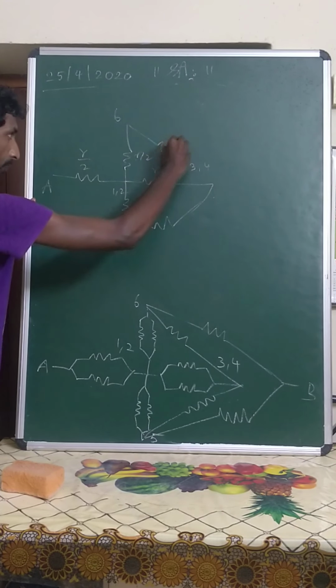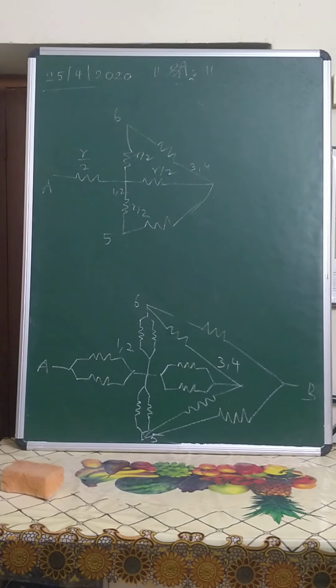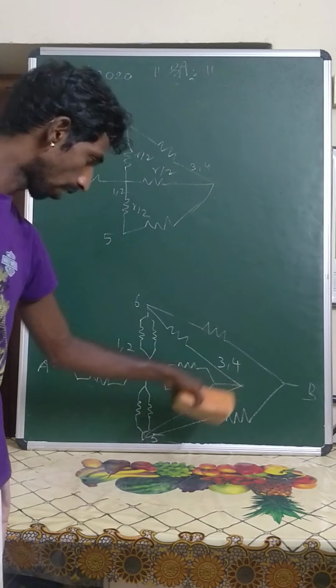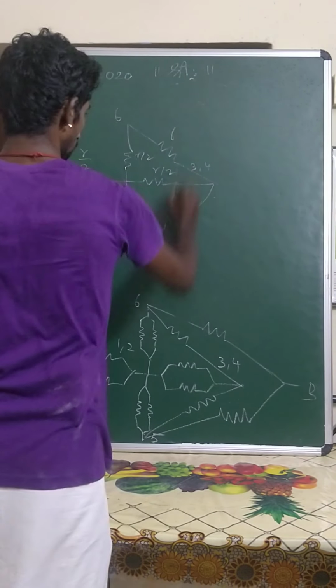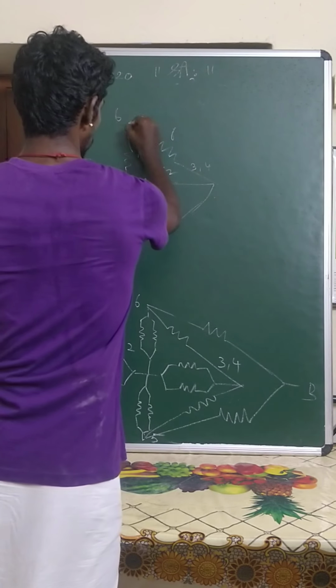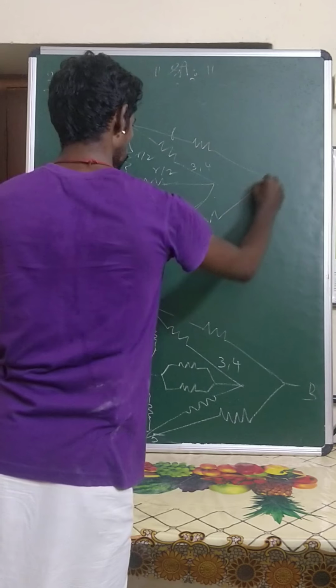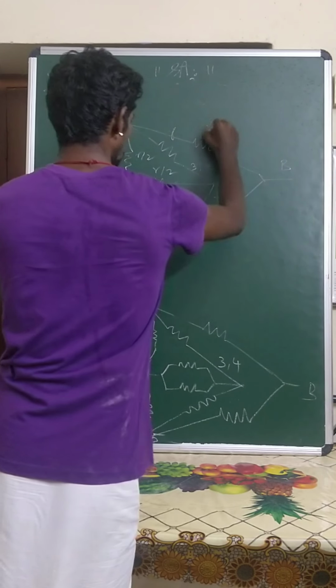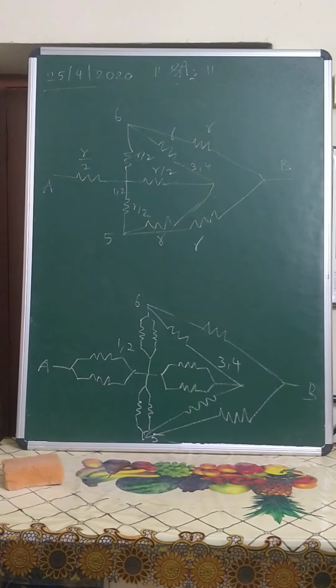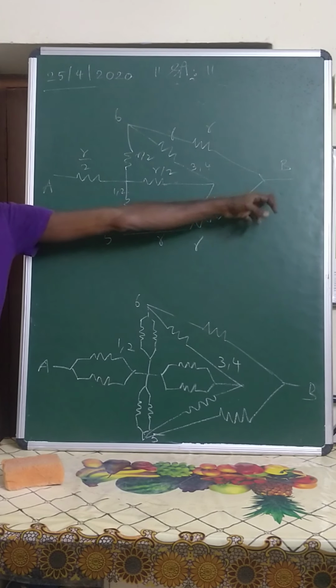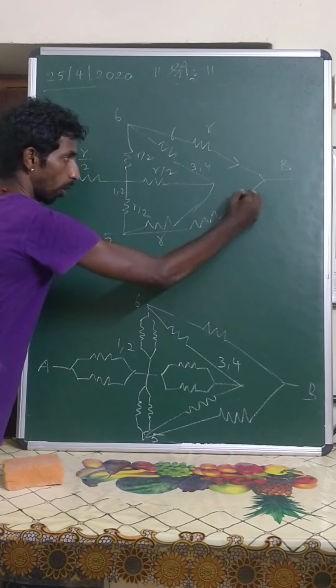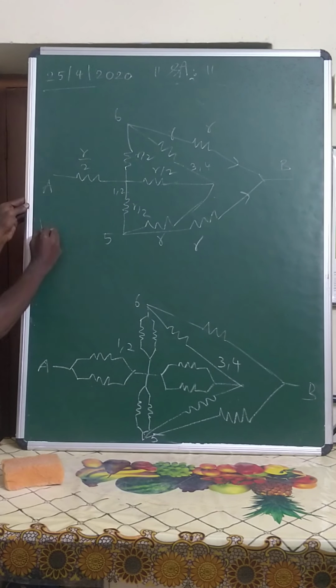Okay. R by 2, this is R, this is R. R, R. And this is connected to B. Both are R. We know that from 5 to B, 6 to B, equal current will flow towards B. So 5 and 6 are having the same potential. V5 will be equal to V6.